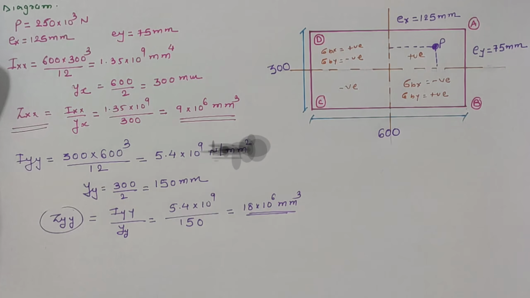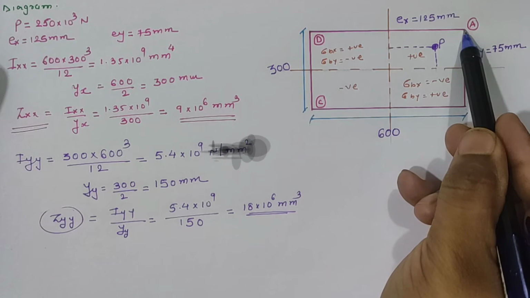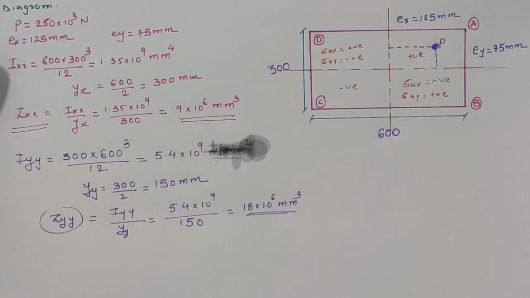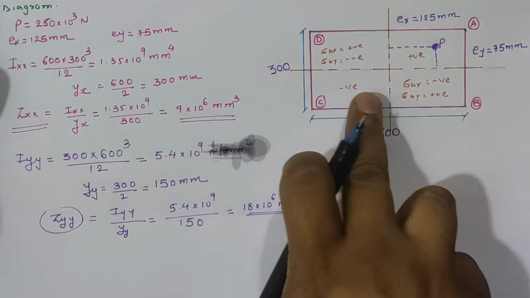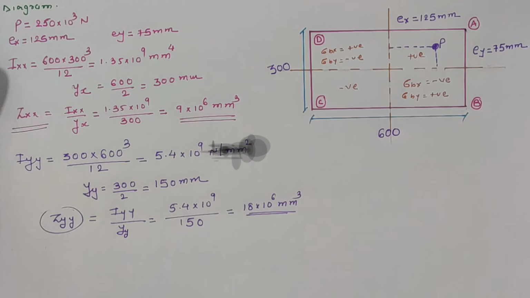And the link for the same example of eccentric loading, with the load at a corner point A, is given in the description link. So you can refer to that previous example for better understanding of sigma bx, sigma by positive and negative. Now going ahead for the calculation of direct stress and bending stress.